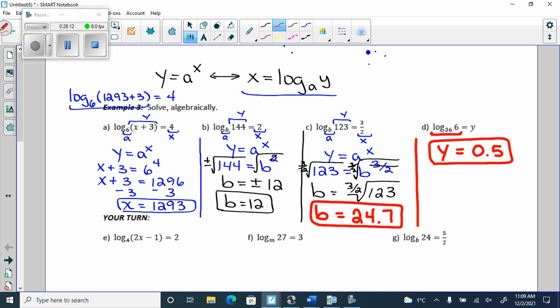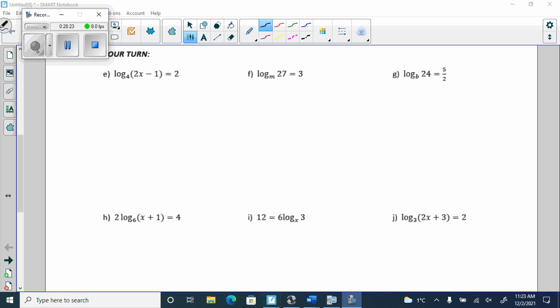There's your turns, E, F, G. Why is it not moving? Did it freeze? Oh, goodness. So, I'm going to pick a few. I want to pick one, this one over here.